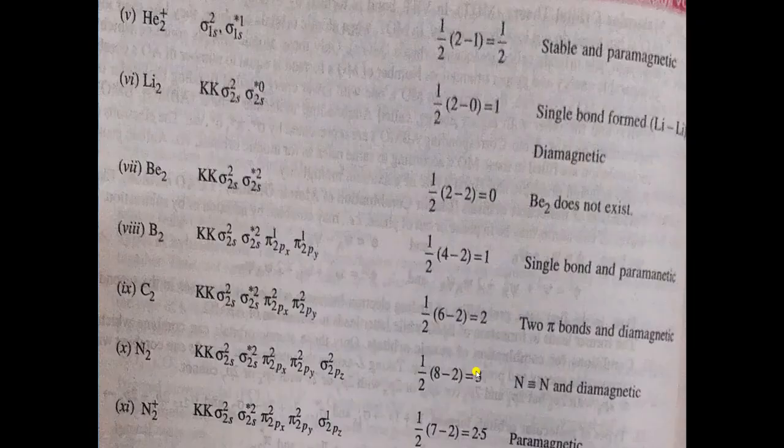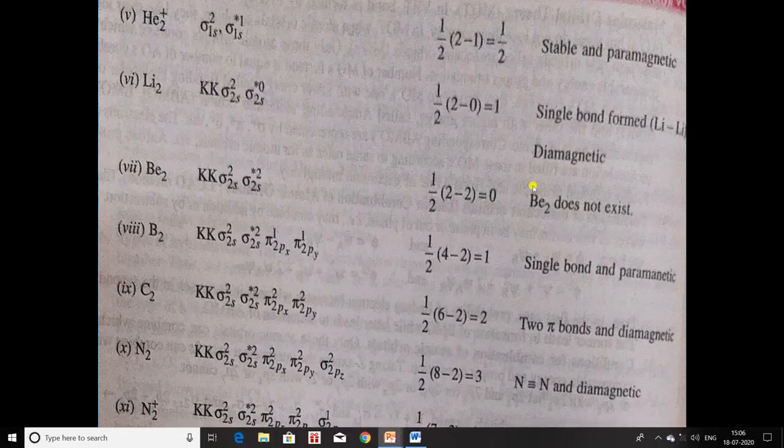Now the electronic configuration of Li2 is KK sigma 2s square sigma star 2s 0, because no electron is present in sigma star 2s. Here KK means sigma 1s square sigma star 1s square. Okay.